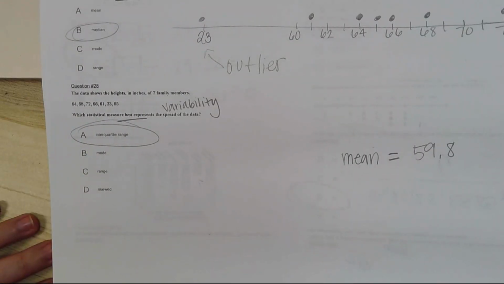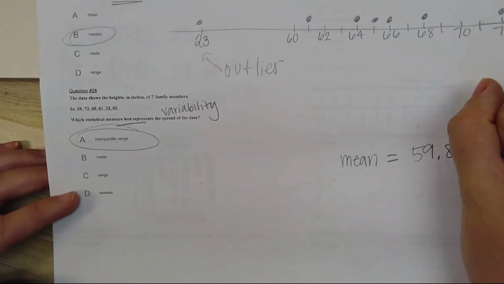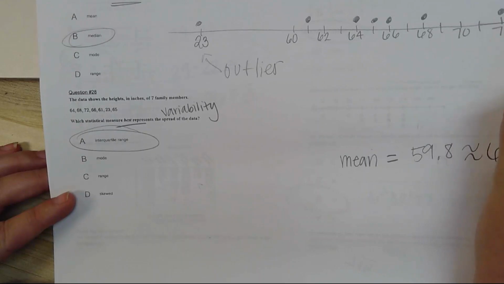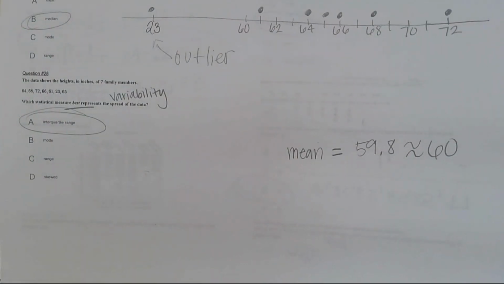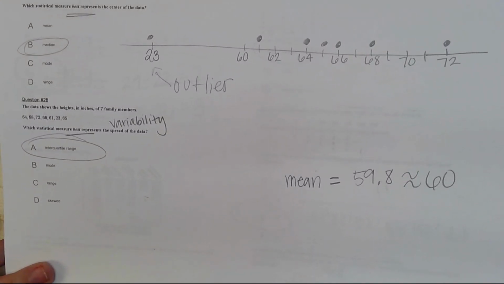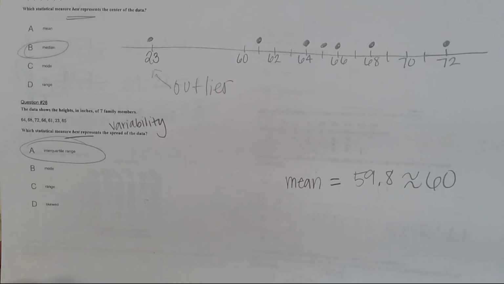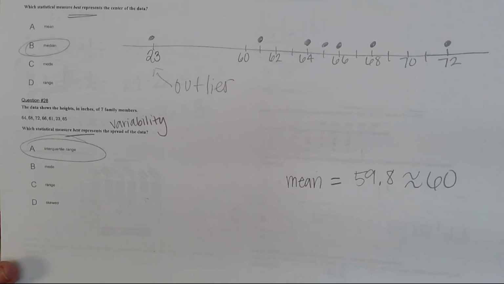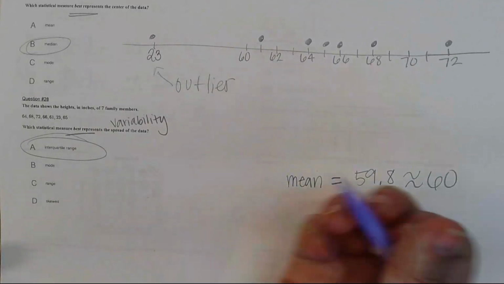Now, if that's your grade, 59.8 rounds to what? 60. What if I asked you to drop the lowest grade? What are you going to do? Drop the 23. Would you still divide by 7 numbers? No, 6, because you dropped that lowest grade. Find the new mean.